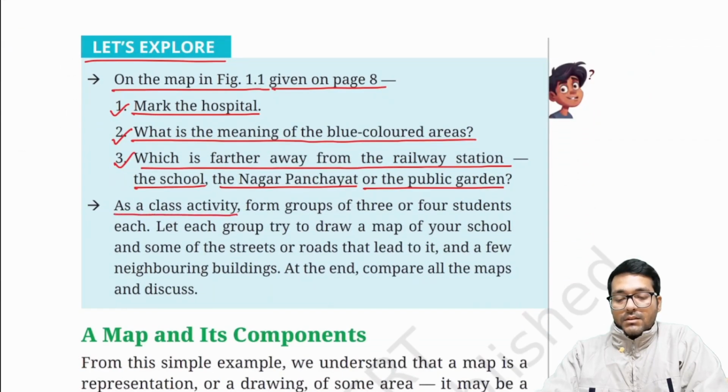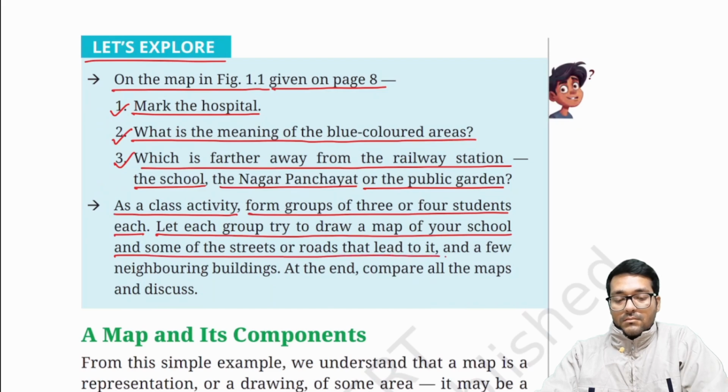As a class activity, form groups of 3 or 4 students each. Let each group try to draw a map of your school and some of the streets or roads that lead to it, and a few neighboring buildings. At the end, compare all the maps and discuss.